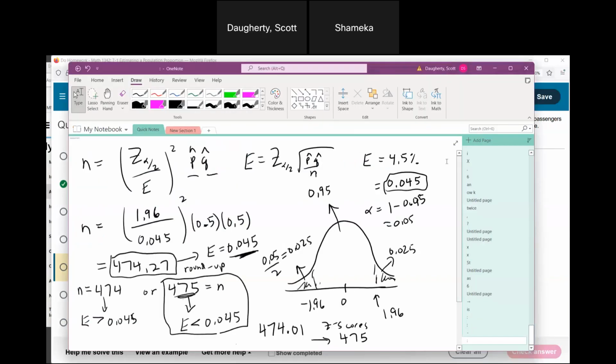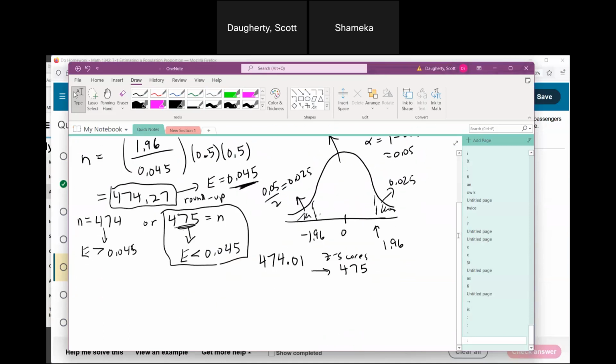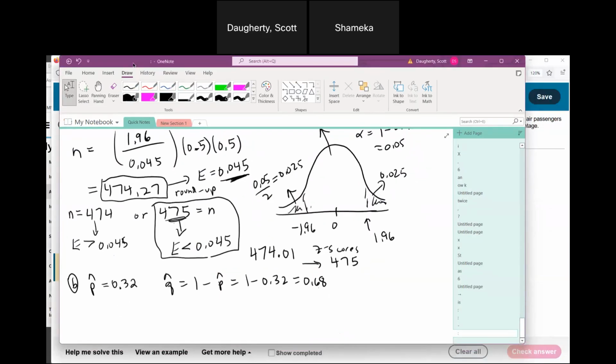So the only difference now in part B is, before we didn't know what these numbers were, so we said it was 0.5 and 0.5. We can now say, well, we think this number is close to 0.32 because 32% favor the aisle seat. And we know what Q hat is because it's 1 minus P hat. In other words, 68% do not prefer the aisle seat. So then you just plug those numbers in instead of 0.5 and 0.5.